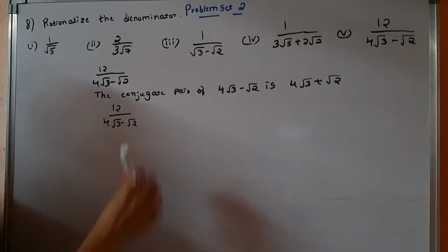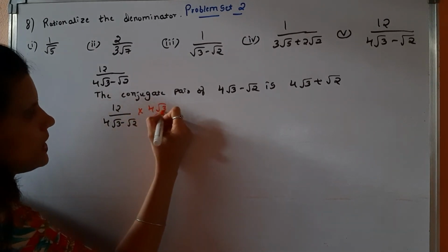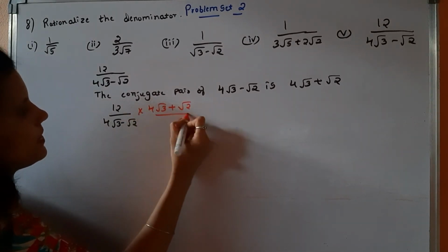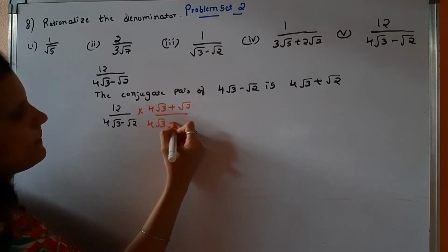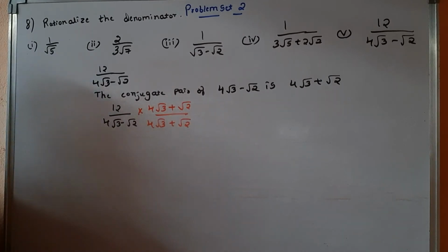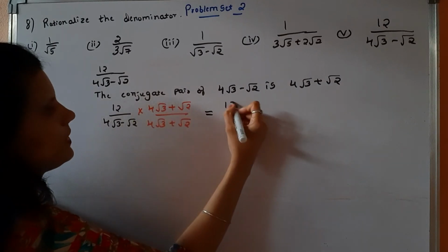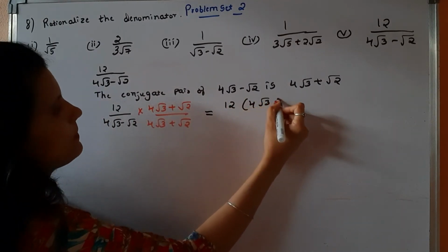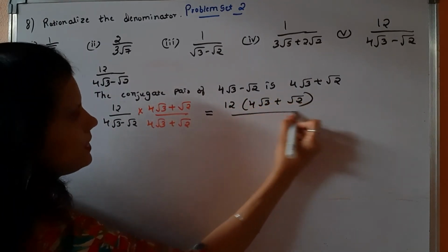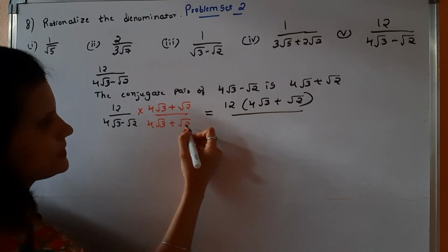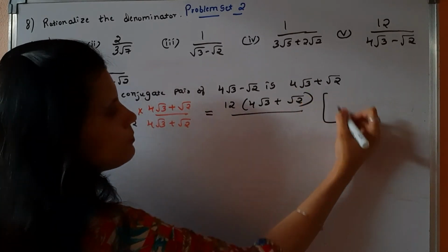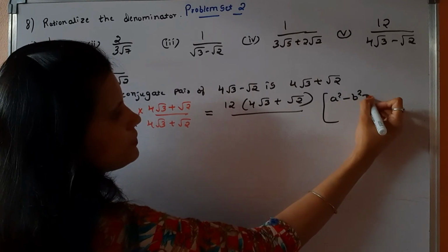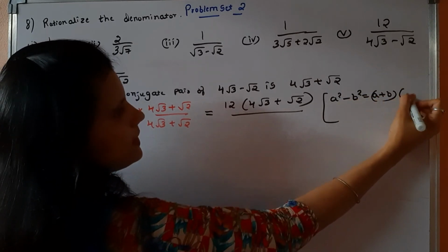So when you are multiplying, you are getting 4 root 3 plus root 2. Here 4 root 3 plus root 2. Fine. Now this one will be, see here, 12 into 4 root 3 plus root 2. Here it will be a square minus b square. Okay, if you want, please write a formula in the bracket. A square minus b square is equal to a plus b, a minus b.